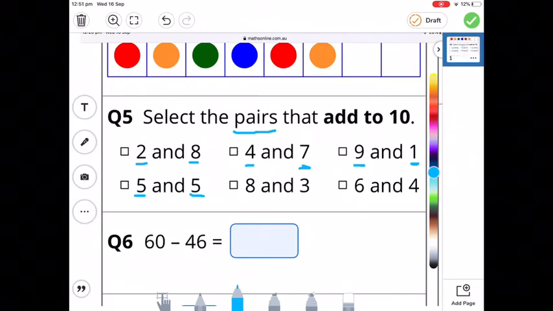There may be more than one pair. So you need to look at the numbers carefully. You need to remember your pairs to 10 as hints to be able to find out which pairs add to the number 10. So look at the pairs closely.